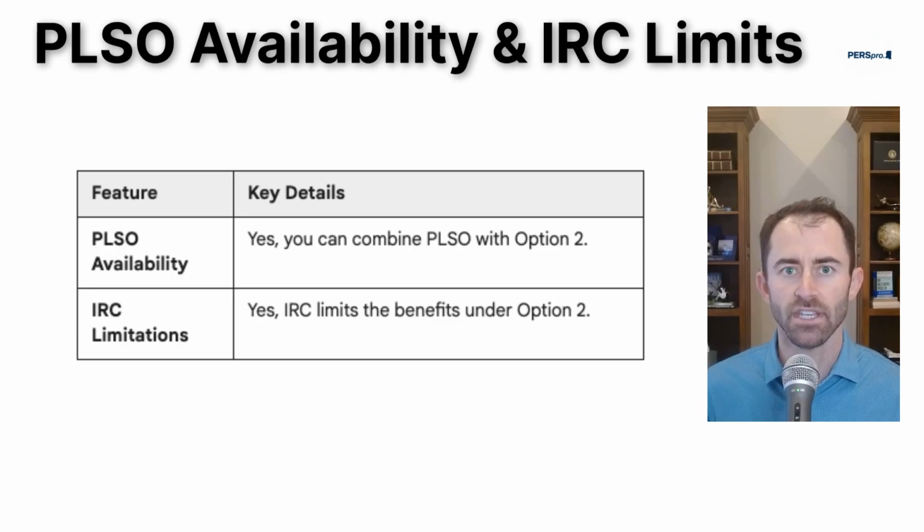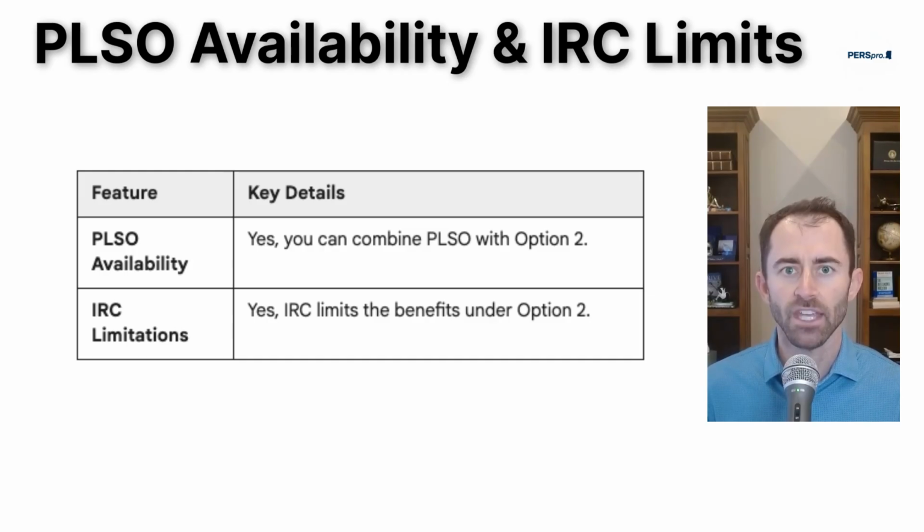IRC limitations. This is really important under Option 2. The IRS does have rules about naming a non-spouse beneficiary who is significantly younger, usually more than 10 years younger, for a 100% survivor benefit.